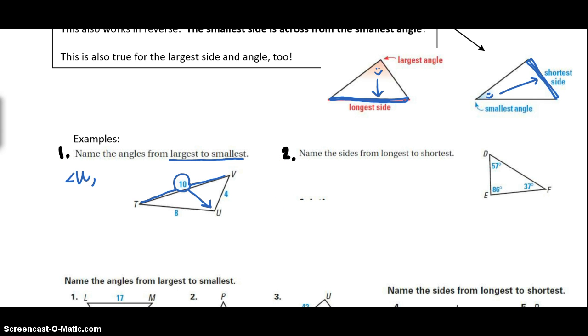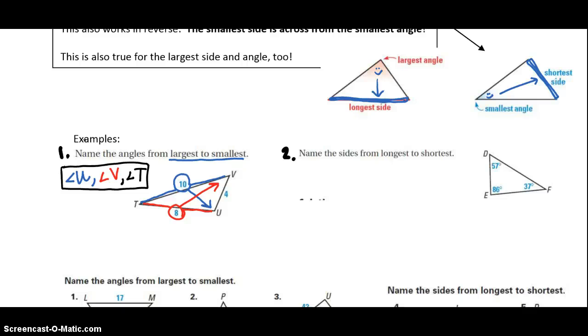What's the next largest side? 8. So what angle would be across from this side? V. And then the only angle we have yet to use is angle T. So T must be our smallest angle. So this is how you would name your angles from largest to smallest. Across from the largest side is the largest angle. Across from the largest angle is the largest side.